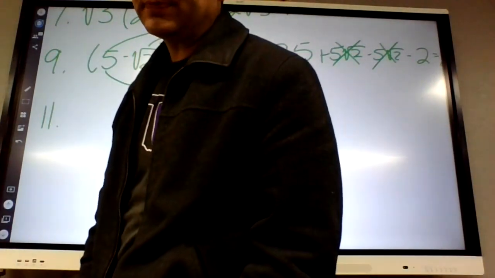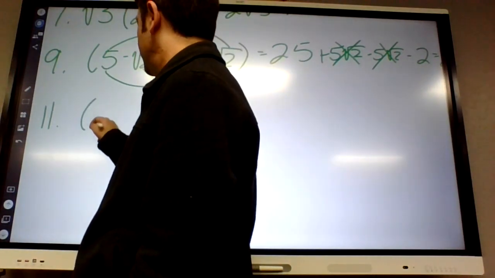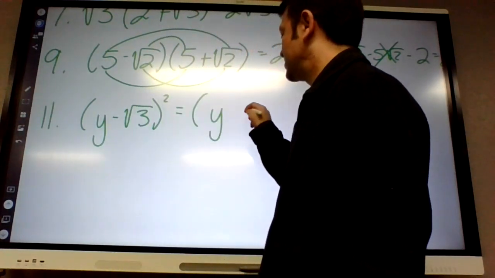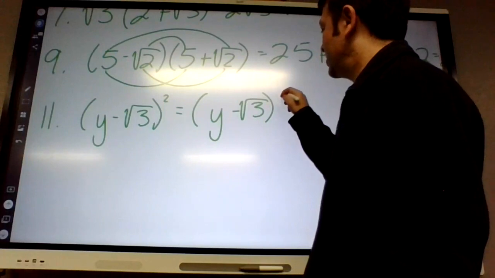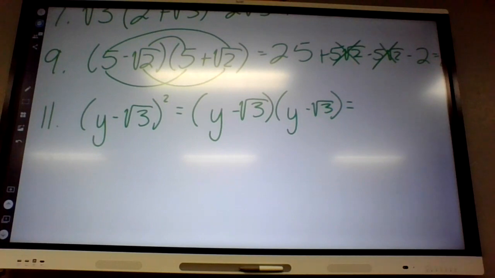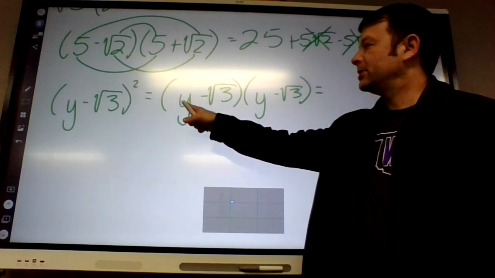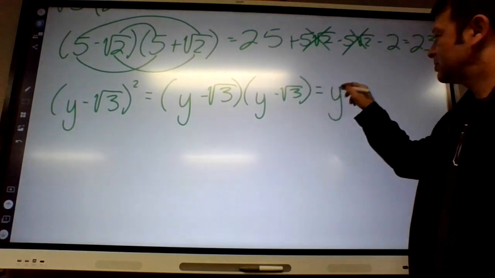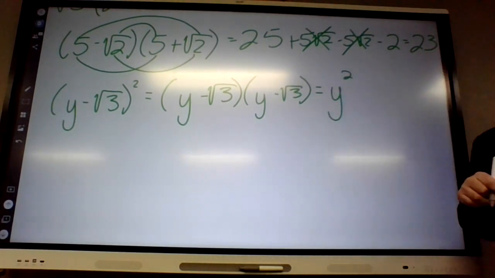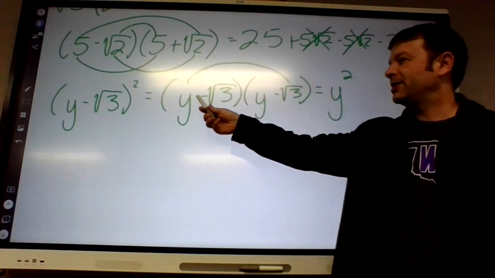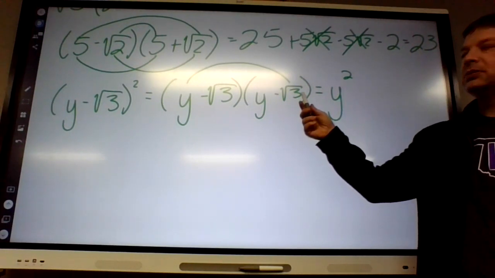Number 11. How do I do y minus square root of 3 squared? It's like a FOIL problem. You cannot square them both individually. You need to take the whole thing times itself, like a FOIL problem. Y squared. Hold on. So the first, y times y. Okay, and then the outside. What's y times negative square root of 3? Negative y square root of 3.